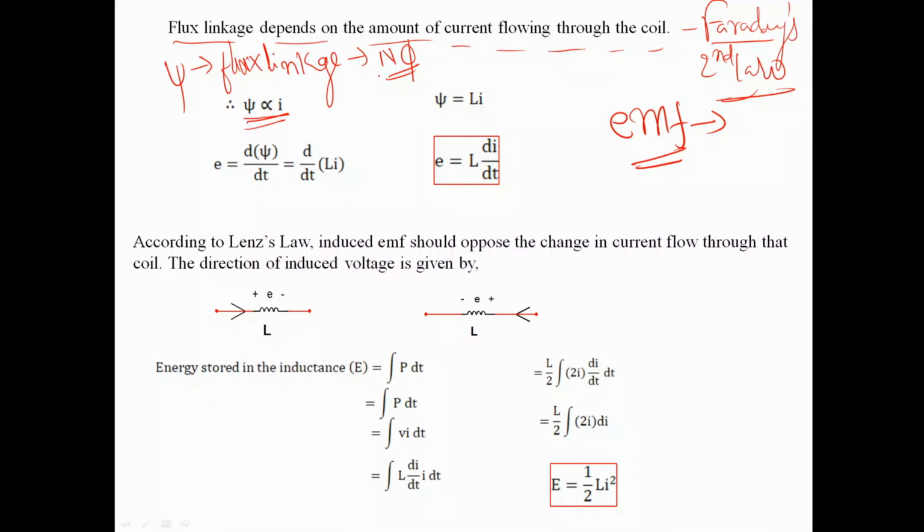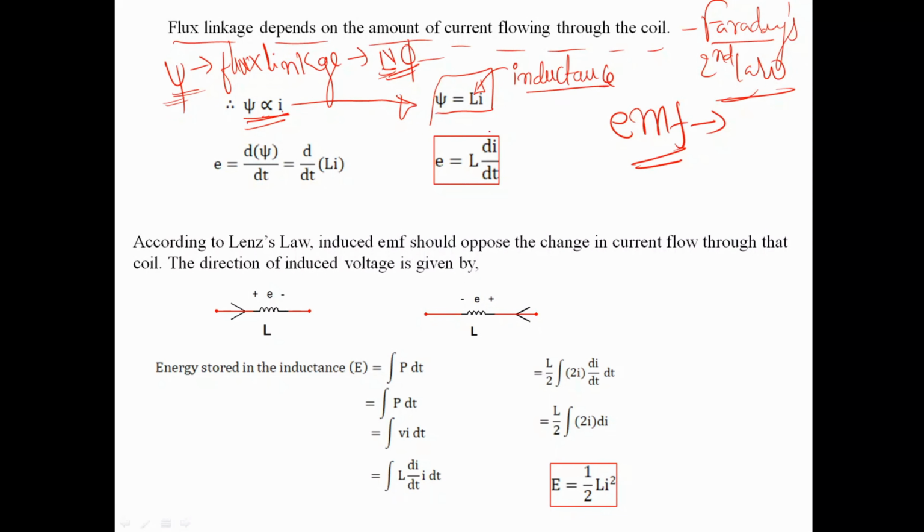If the coil has N number of turns and the flux produced by the coil is phi, then the total flux linkages would be N into phi only. And this we call psi. This is proportional to the current in the coil. If you remove the proportionality constant, we write psi is equal to L into I, where this L we call inductance.